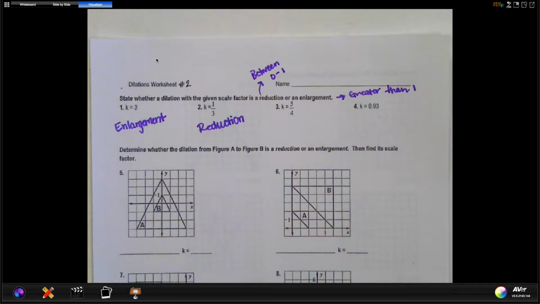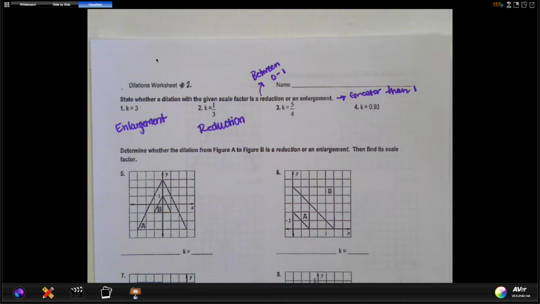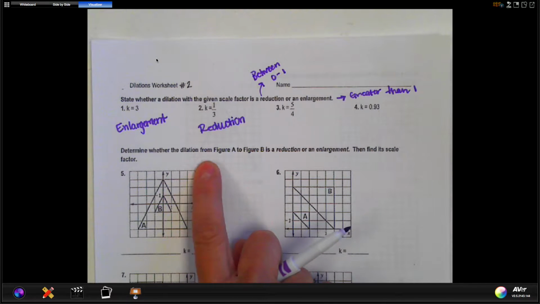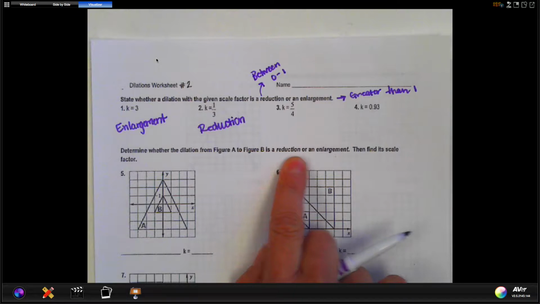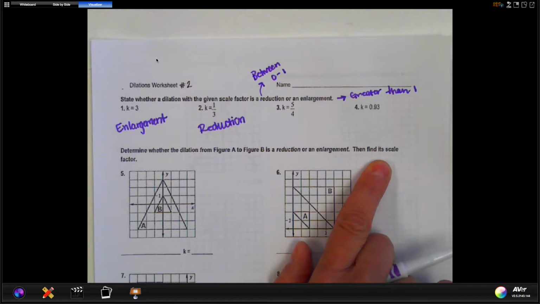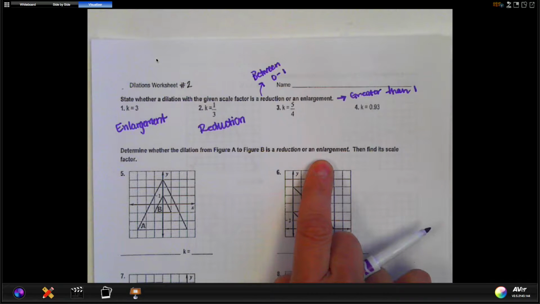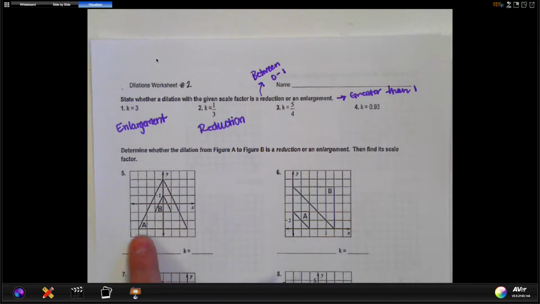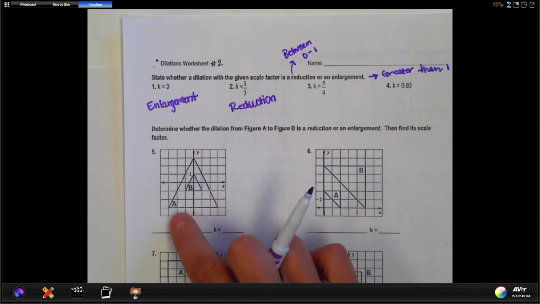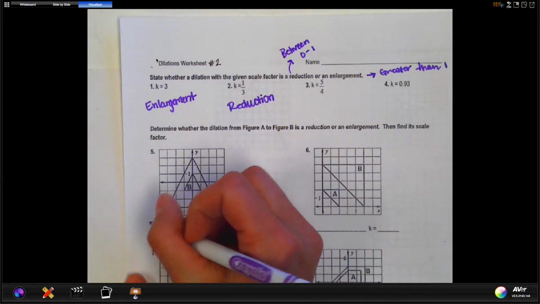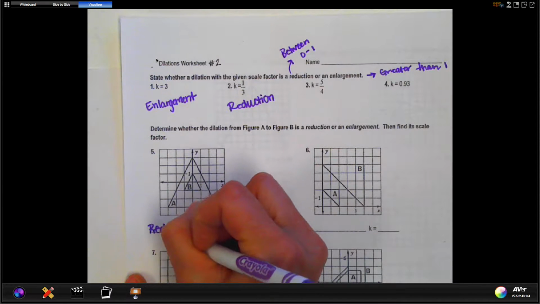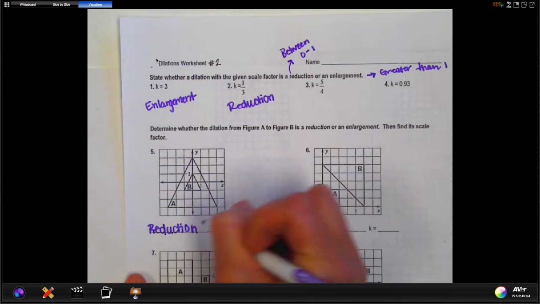Okay, so for 5, 6, 7, and 8, it says determine whether the dilation from figure A to figure B is a reduction or an enlargement. Then find its scale factor. The first part you can do just by sight, right? Figure A is our original, and B is what it turns into. Just by looking at number 5, to get from A to B, this would be a reduction. It's making it smaller.